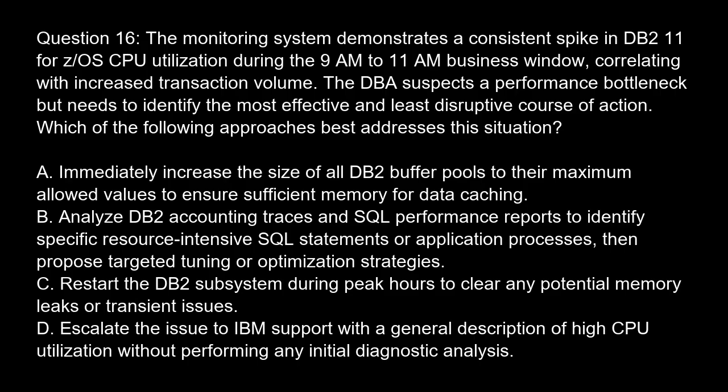Option A. Immediately increase the size of all DB2 buffer pools to their maximum allowed values to ensure sufficient memory for data caching. Option B. Analyze DB2 accounting traces and SQL performance reports to identify specific resource-intensive SQL statements or application processes, then propose targeted tuning or optimization strategies. Option C. Restart the DB2 subsystem during peak hours to clear any potential memory leaks or transient issues. Option D. Escalate the issue to IBM support with a general description of high CPU utilization without performing any initial diagnostic analysis.